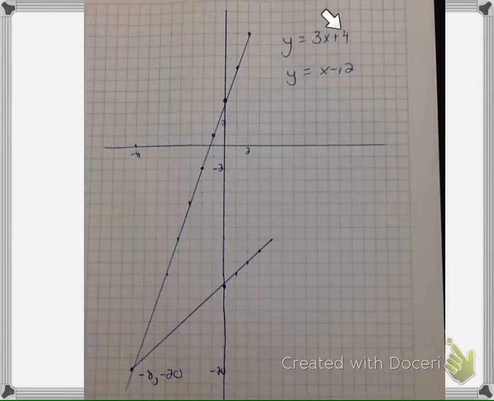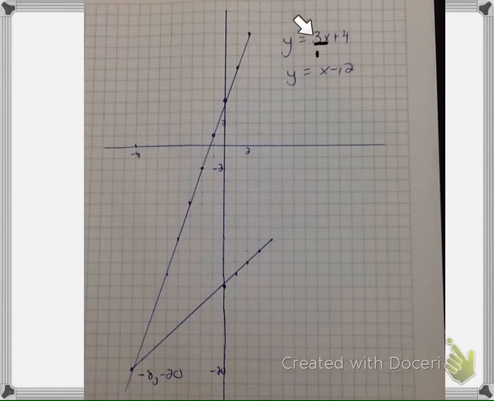Okay, when I graph 4, that's right here. This is telling me to go up 3 and over 1. I write it as a fraction so I can see that: 3 over 1. If it makes it easier for you to see that, then write it. So up 3, right 1. Up 3, right 1.